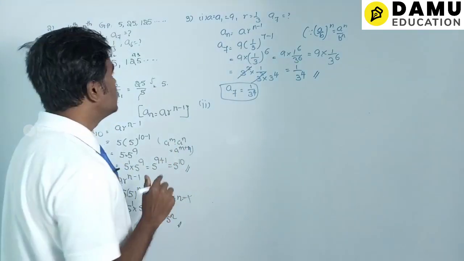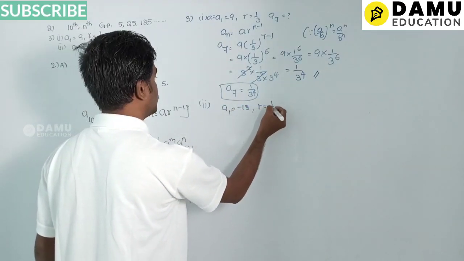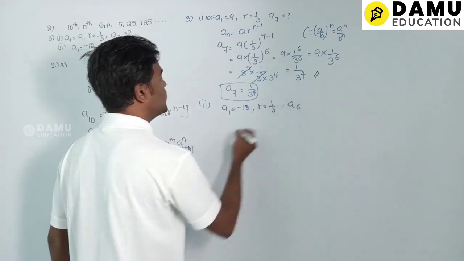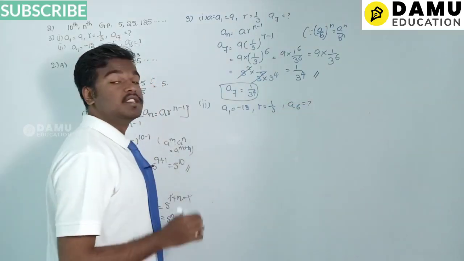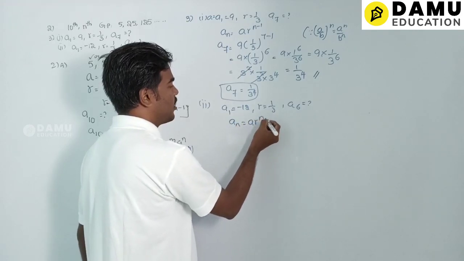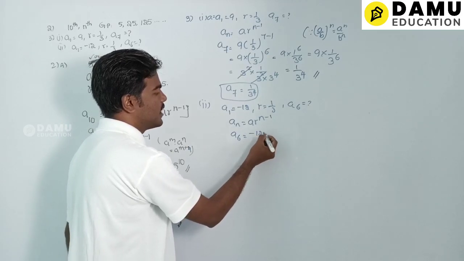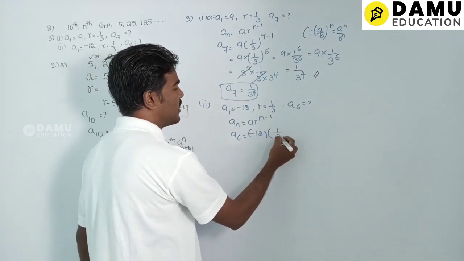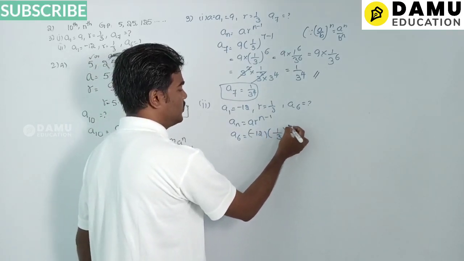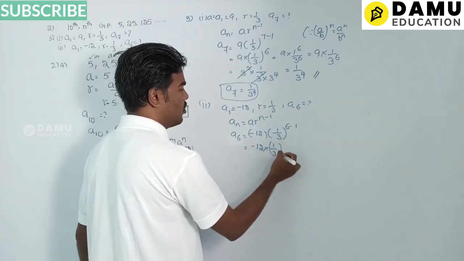Then what is the second one? They are given that A1 will be equal to minus 12, the common ratio is 1 by 3 and A6. So what is the A6 formula? The nth term, as we know, An will be equal to A R power n minus 1. So here A6 will be equal to A, which is minus 12, into R, which is 1 by 3, whole power 6 minus 1. So minus 12 into 1 by 3 whole power 5.